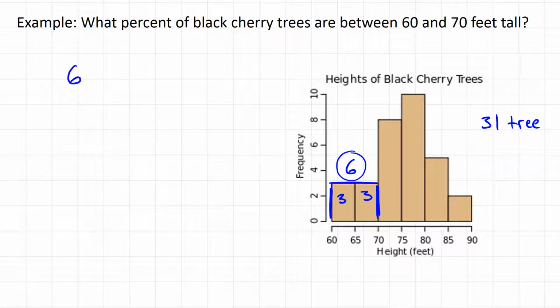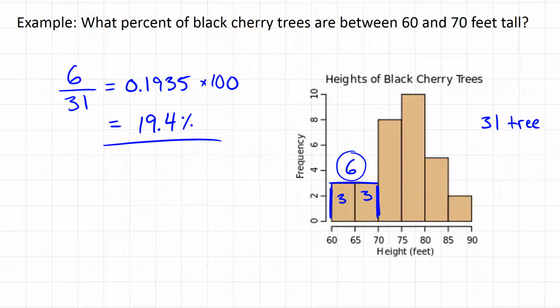Well, there's 6 trees between 60 and 70 out of 31 in total. And 6 divided by 31 is 0.1935... And we're going to times that by 100 and find that it's 19 point, and then I'll just round to one decimal place, 19.4%.